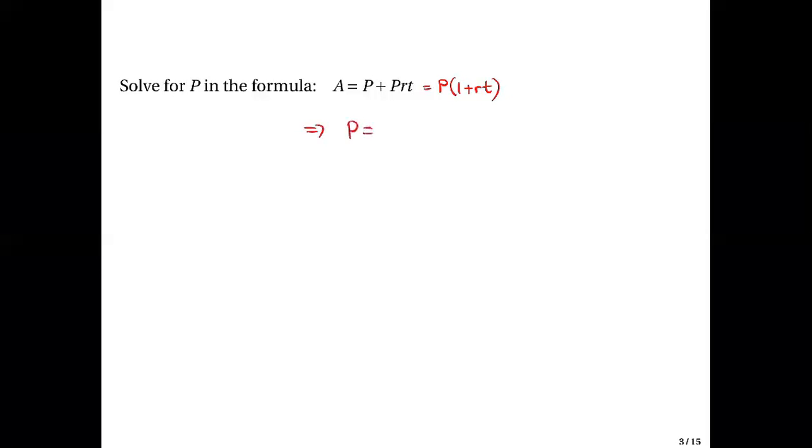So we will have P equals A over 1 plus RT. So this is the formula for P. Okay? From the original formula, A equals P plus PRT. Questions? Next problem.